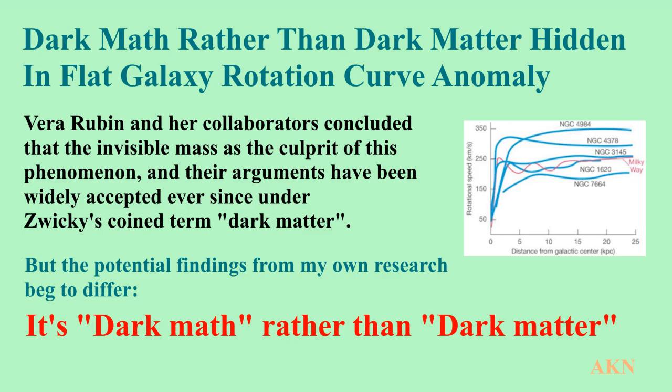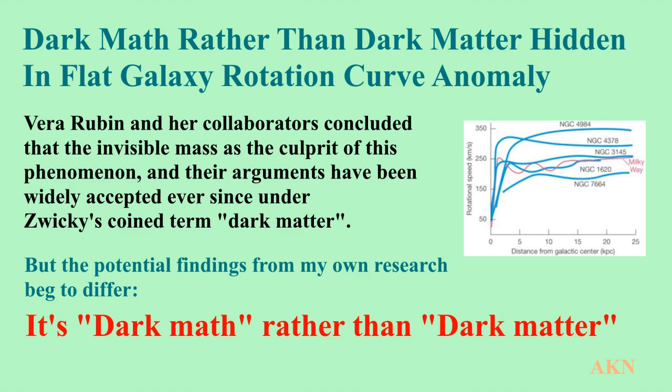Vera Rubin and her collaborators concluded that the invisible mass is the culprit of the flat galaxy rotation curve anomaly, and their arguments have been widely accepted ever since under Zwicky's term dark matter. But the potential findings from my own research beg to differ.